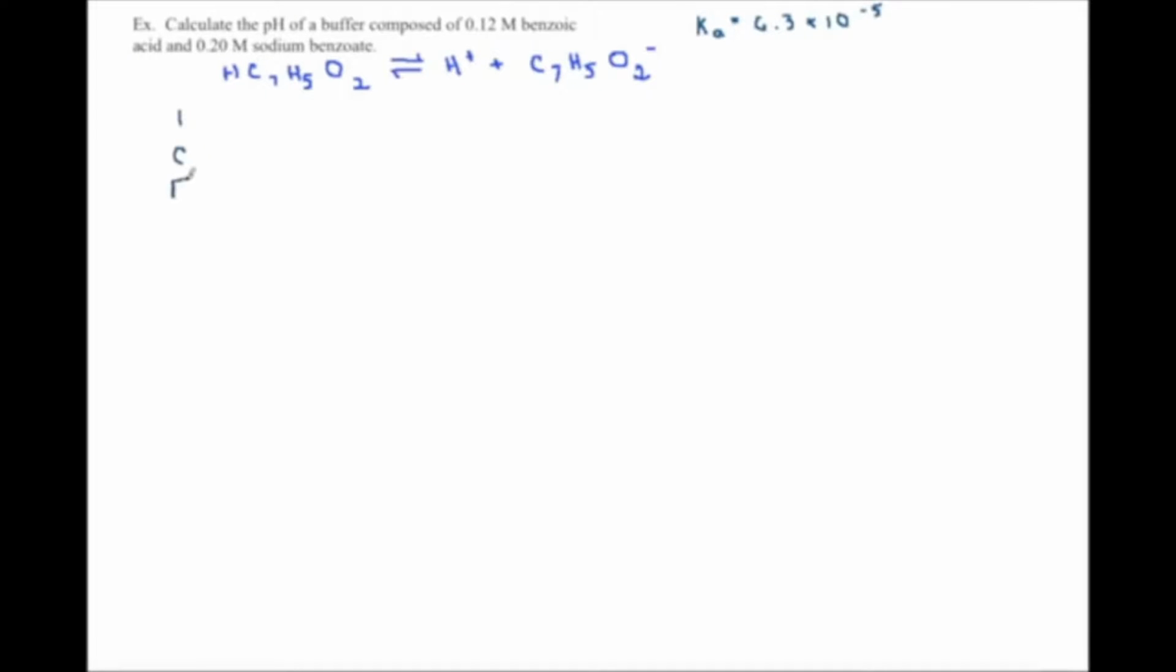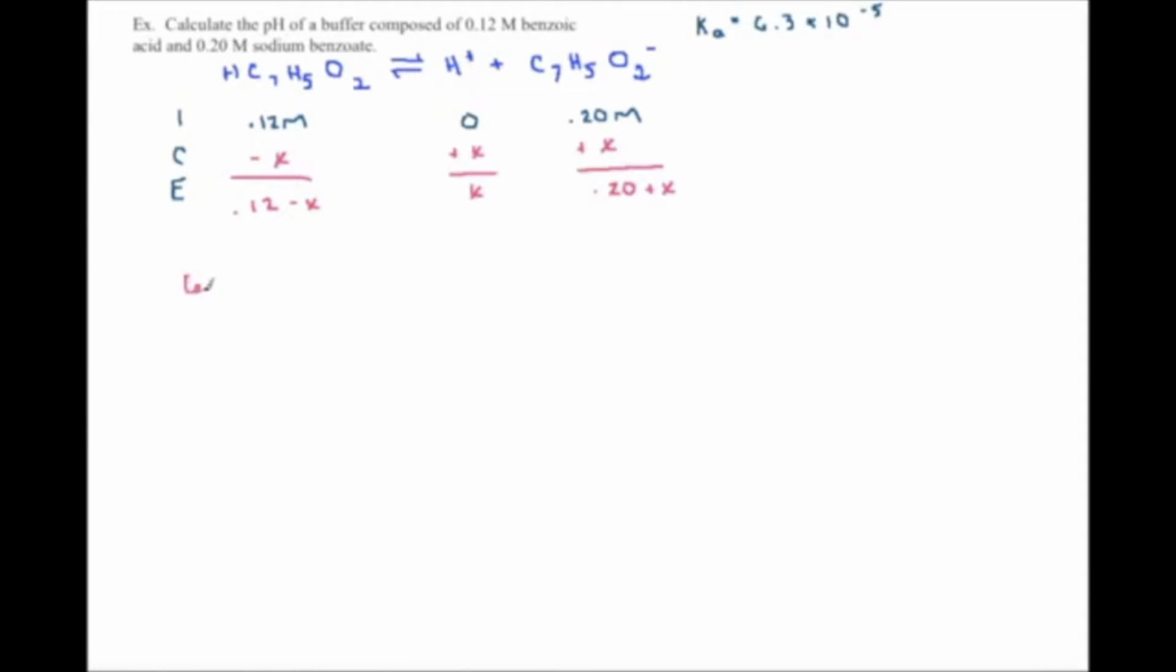Okay, so let's solve for the pH of this buffer. I'm going to create my ice chart. I know that the initial concentration for benzoic acid is 0.12 molar. I know that the initial concentration for the benzoate is 0.20 molar. I know the initial concentration of hydrogen ions is 0. So I'm going to lose X, gain X, and gain X for this reaction. So my equilibrium concentrations will be the following. Now I can actually plug this in for my equilibrium expression.